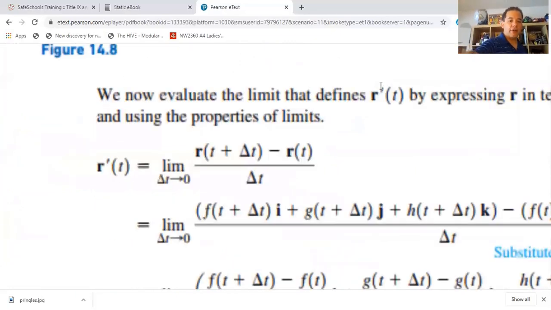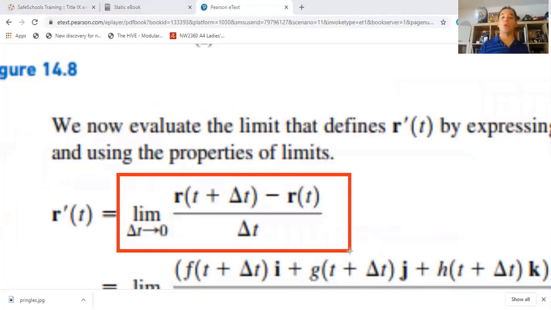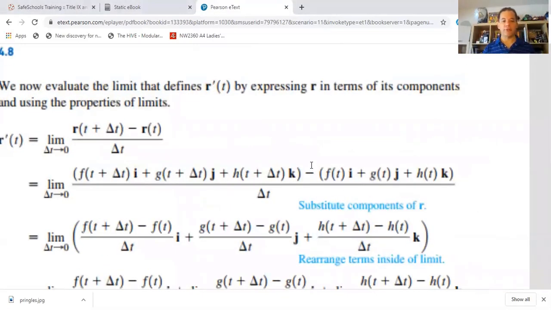So if you want to evaluate the derivative, if you want to find out what this limit is, the only thing you need to do is break it down into its components, right? How do you do the difference of these two vectors? Well, you do the difference of the x components, the difference of the y components, and the difference of the z components. That's exactly what follows on the next line over here. So let's take a look at it. It's a little bit long, so we need to zoom out a little bit.